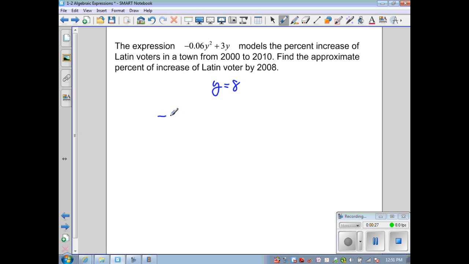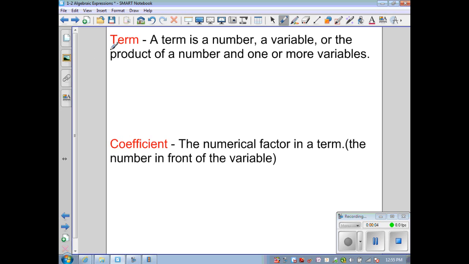Therefore, we substitute negative 0.06 times 8 squared plus 3 times 8. The simplest thing to do is plug this into a calculator, and when you do, your percent increase is going to be 20.16%.